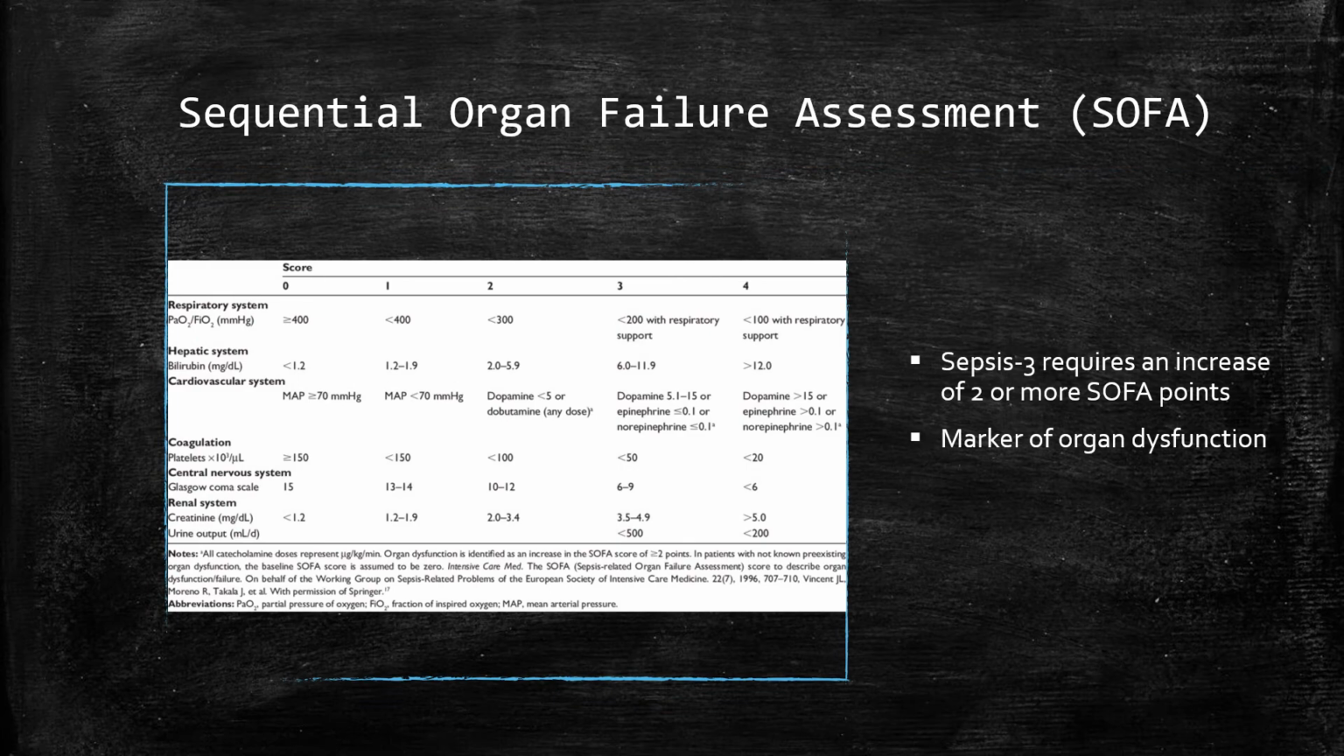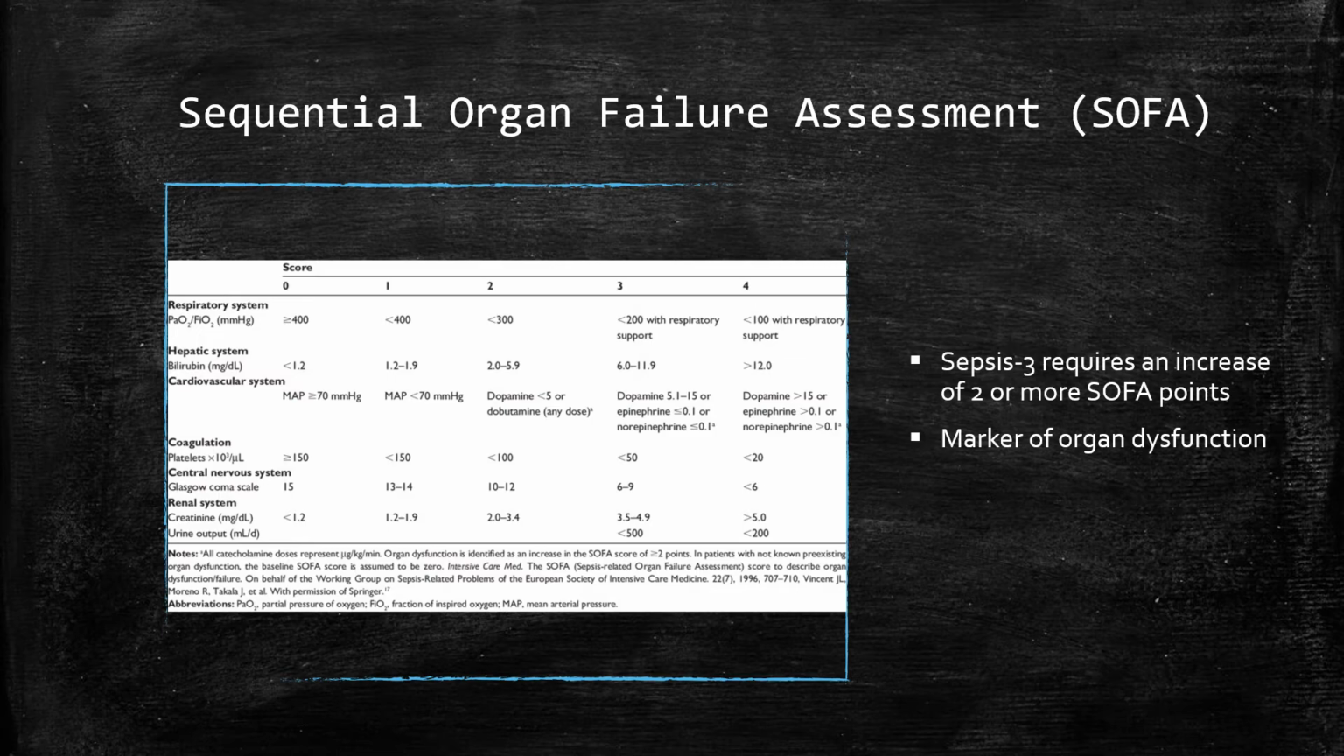I've reprinted the Sequential Organ Failure Assessment scoring system here. The organ systems to be checked include the respiratory system, the hepatic system, the cardiovascular system, the coagulation system, as well as the CNS and kidneys. The degree of organ dysfunction present is scored on a 0 to 4 scale for each different organ system.